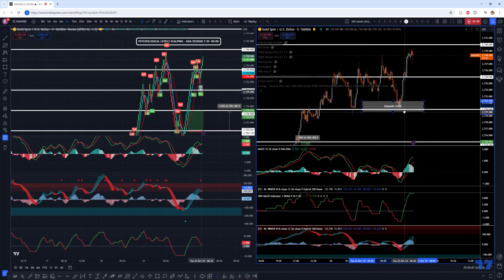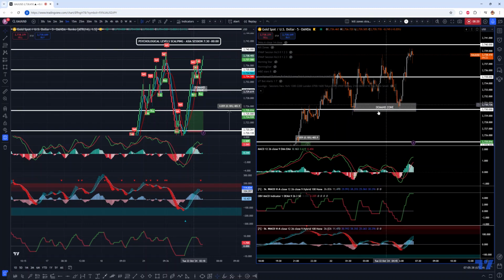I saw another thing. A demand was left behind again. So here we have a red candle with one, two, three, four candles. We have breakout structure. We have a demand left behind on this psychological level. Then that gives me another setup to buy. So I could have taken this one right here again to buy.